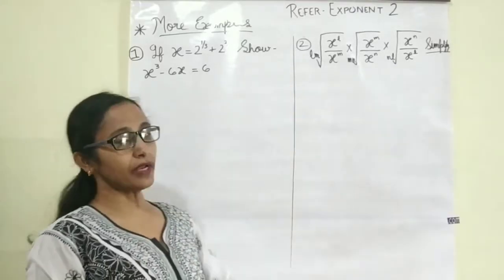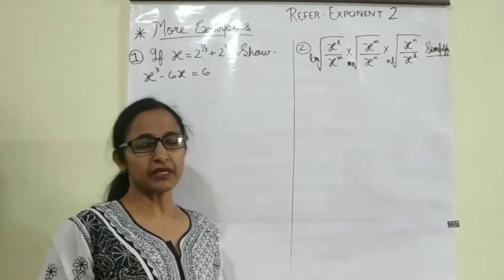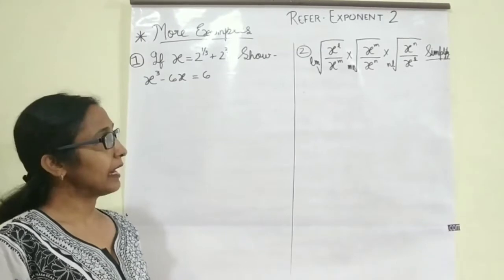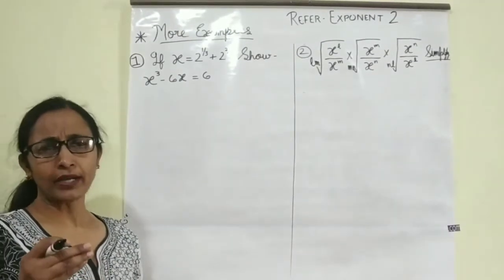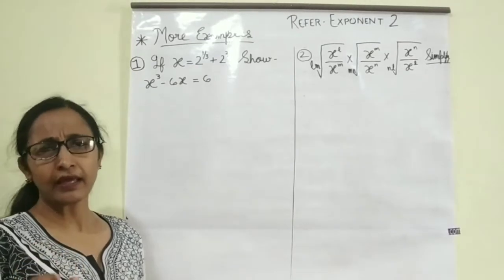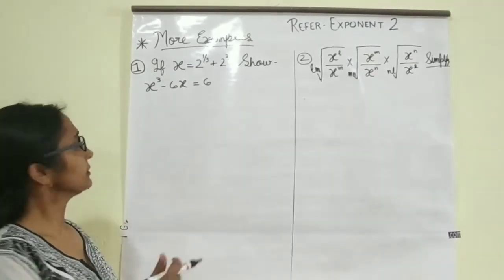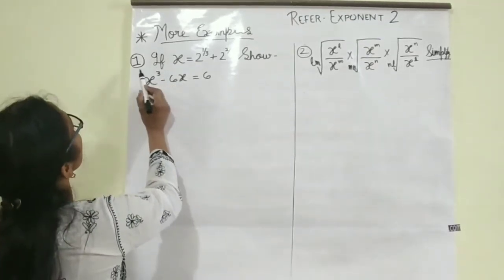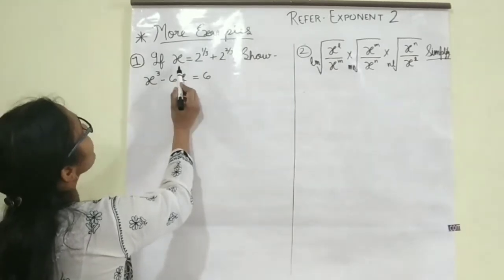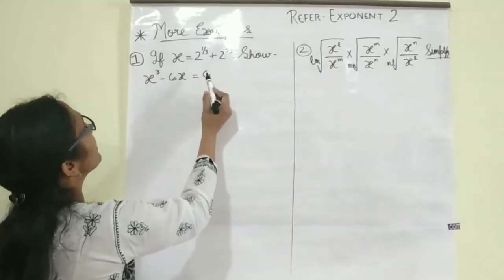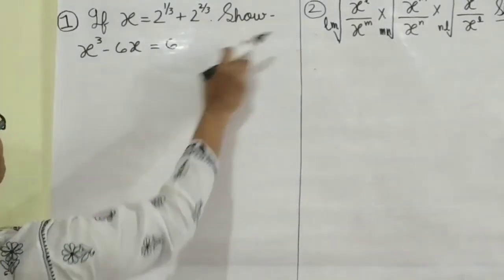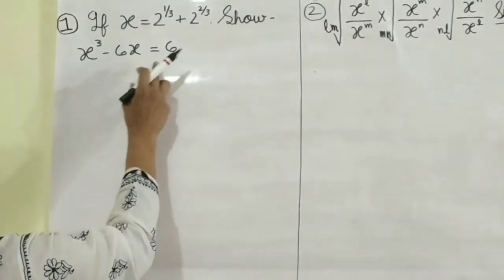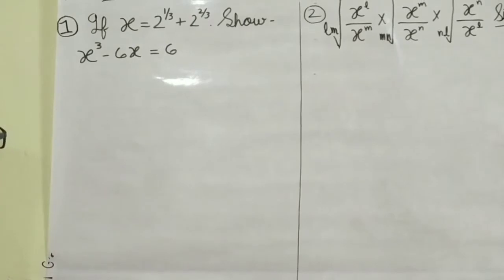In the previous video on exponents, I explained some easier examples, and in this video I am explaining quite higher-level examples. Example 1. If x equals 2 to the power 1 by 3 plus 2 to the power 2 by 3, then show x cube minus 6x equals 6.